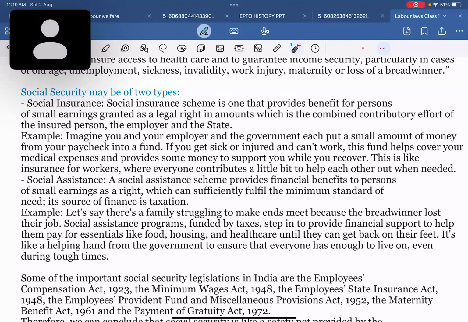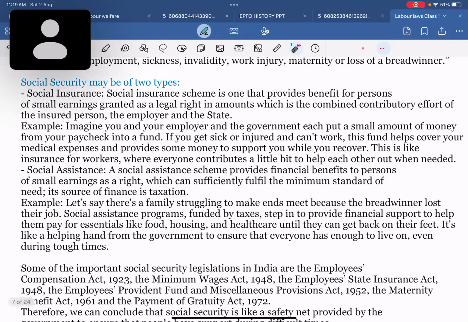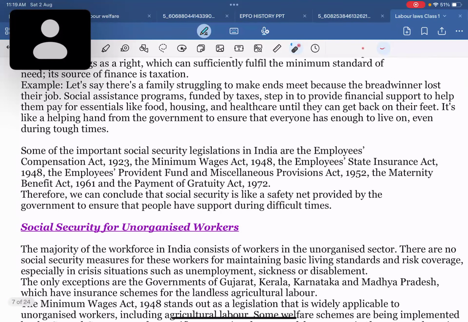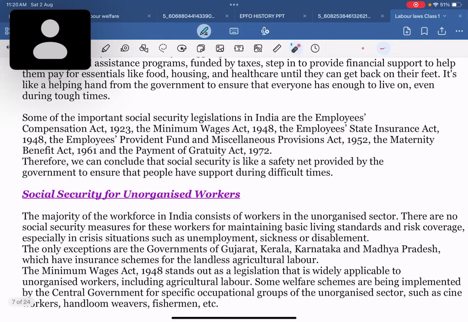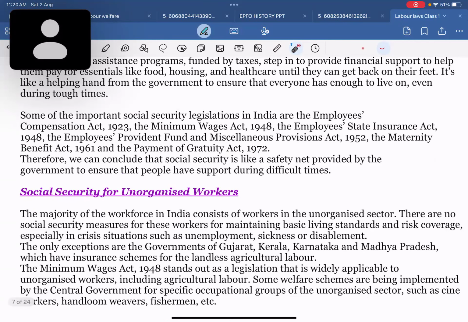So some of the important social security legislation in India are the Employees Compensation Act 1923, the Minimum Wages Act 1948, the Employees State Insurance Act 1948, the Employees Provident Fund and Miscellaneous Provisions Act 1952, the Maternity Benefit Act 1961, the Payment of Gratuity Act 1972. Therefore, we can conclude that social security is like a safety net provided by the government to ensure that people have support during difficult times.